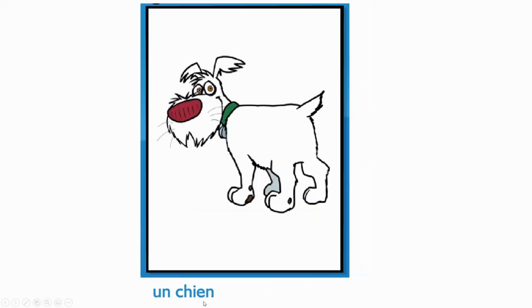Un chien. A little doggy. Very cute. Is it masculine or feminine? Shout it out. Great job if you said masculine. It's got no E on the end. Can you repeat with me? Un chien.